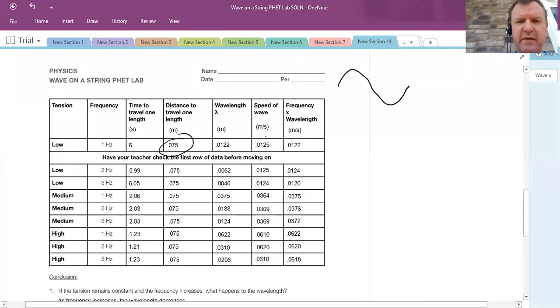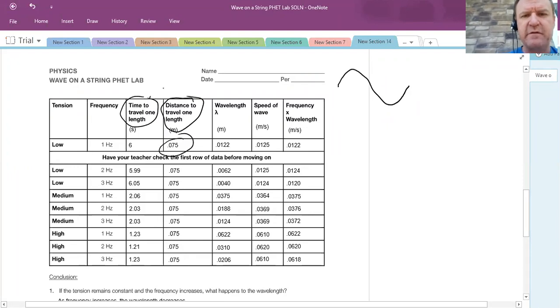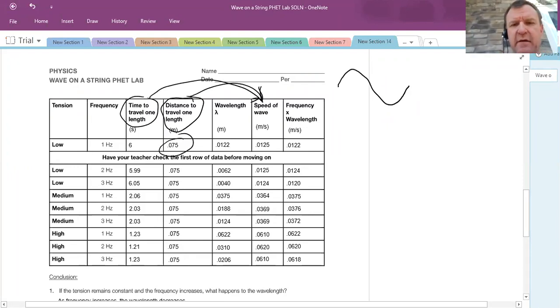Speed, again, speed is distance over time. We don't have the time for one wavelength. Remember, that's called period. We don't have that. We have the distance for one length and the time for one length. So these are the two you're using to get that speed again.